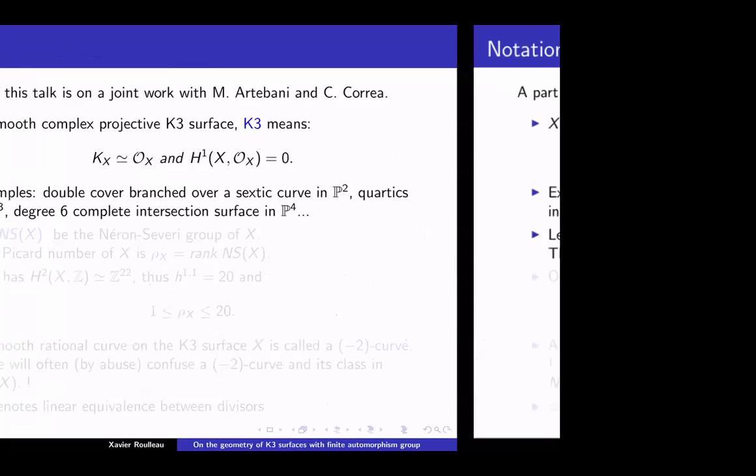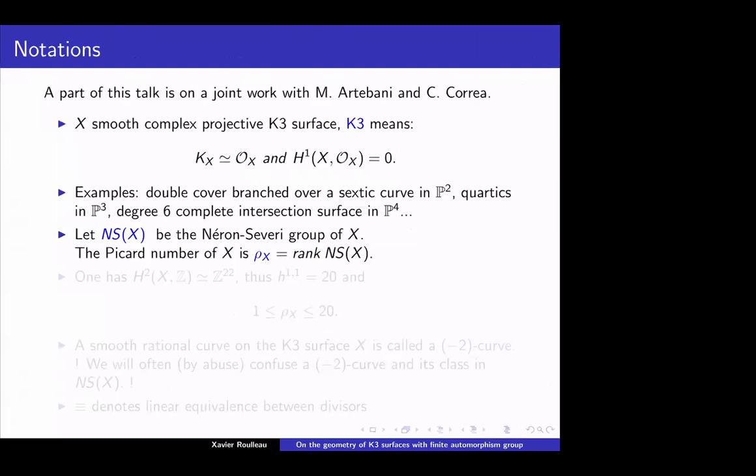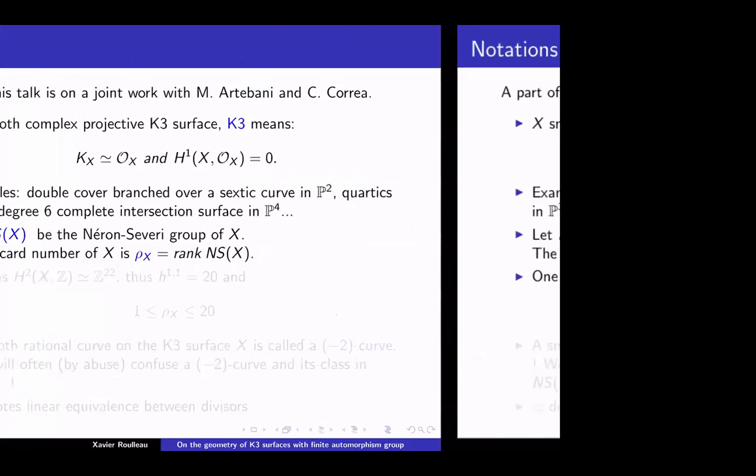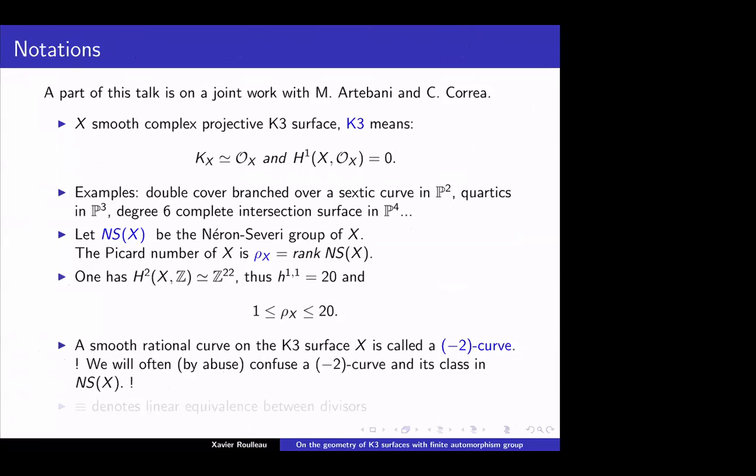NS of X will be the Néron-Severi group of the surface X, and the rank of the Néron-Severi group is usually called the Picard number of X. And we have the well-known bound for the Picard number, which is between 1 and 20: 1 because the K3 is projective, and 20 because the upper bound is h^{1,1}.